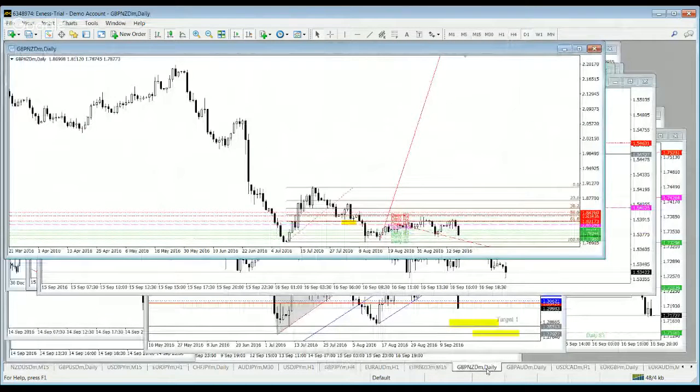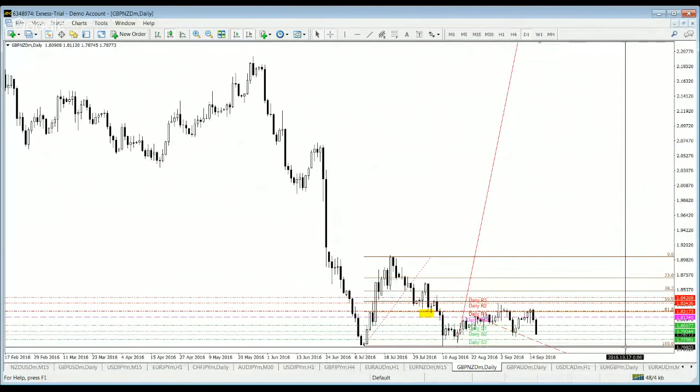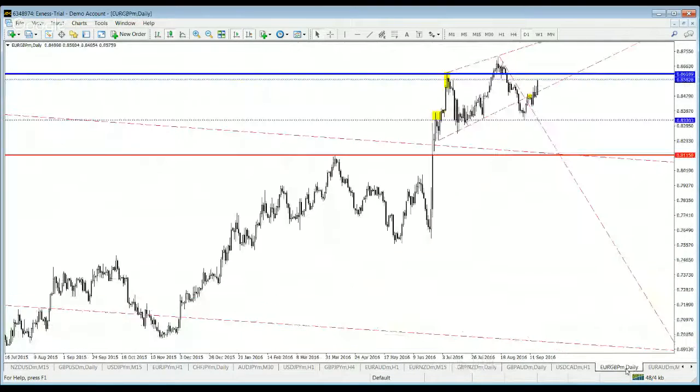GBP NZD is again in consolidation. We will wait for this breakout, which is around 1.7688. The most likely is EUR GBP. So are you able to see this EUR GBP? This was my expectation, that if the market retraces and breaks this level, then I was expecting that it will reach here, but that didn't happen.